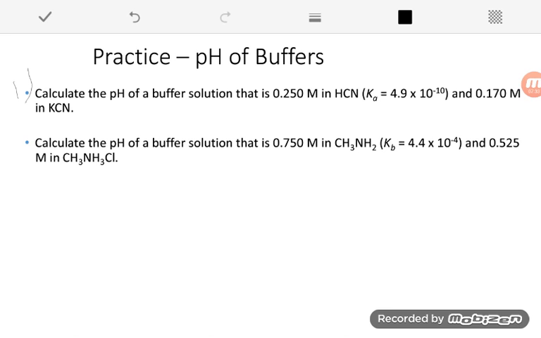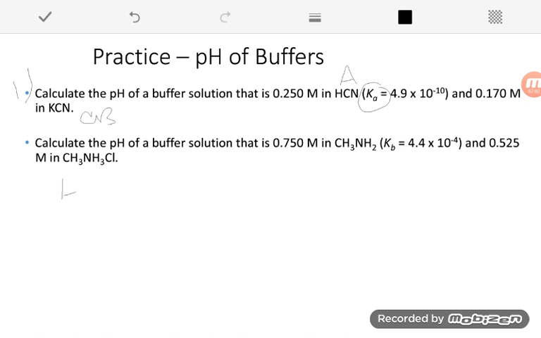So we need to know who my acid and base are when we plug it into the HH. A big clue is always whether you have a Ka or a Kb. So we can see, okay, I have a Ka for this guy, so he must be my acid. So the other guy must contain my conjugate base.